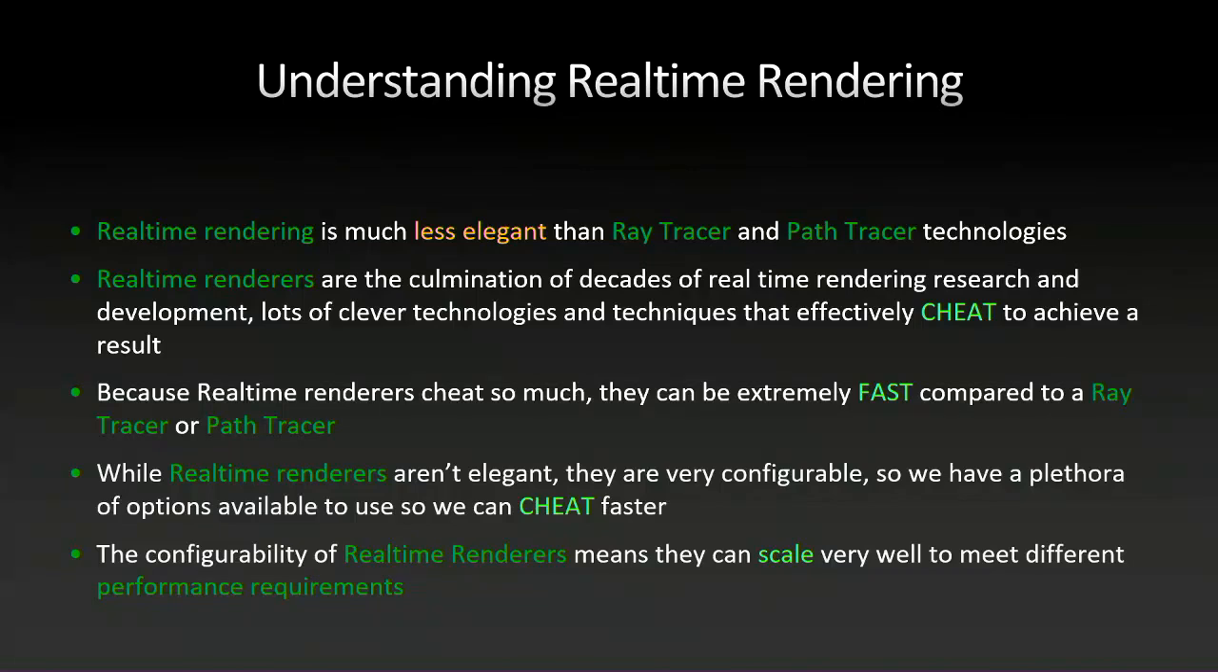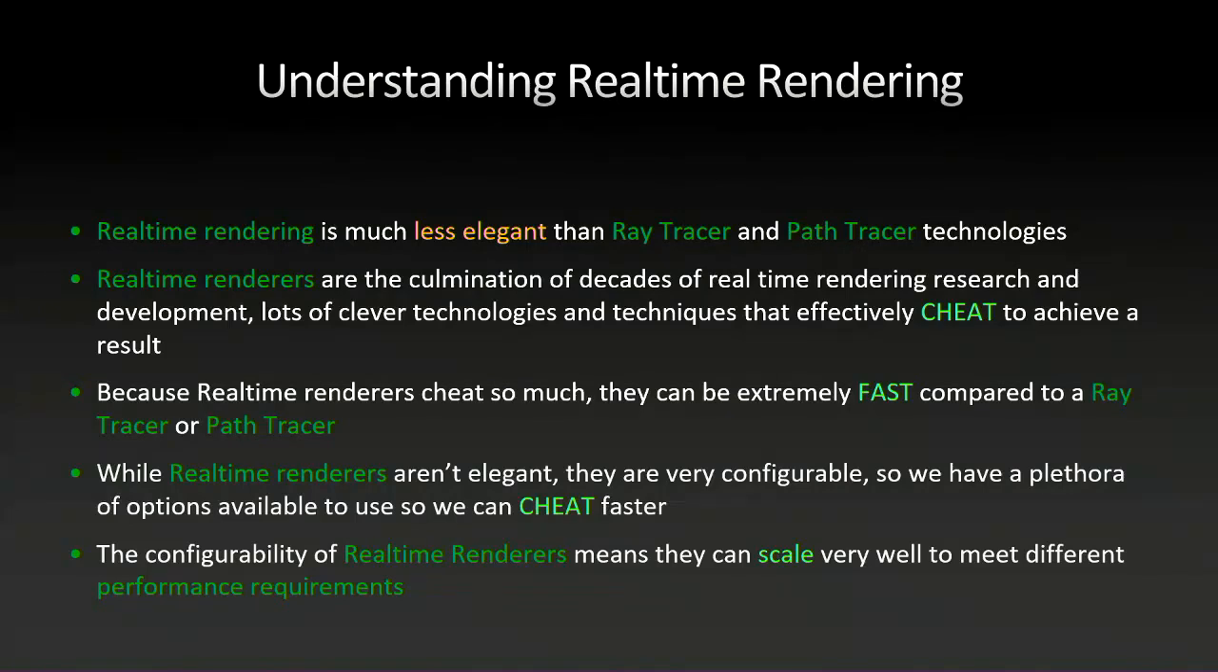So real-time rendering is less elegant than a ray tracer. It's a whole bunch of hacks layered on top of each other to make a scene look cool. But it's a combination of decades of research into real-time rendering, and basically all that research is just trying to figure out how do we cheat? How do we make it look like the thing is there? And because they cheat so much, they're extremely fast. But that means it comes with caveats, and it also means they become complex to configure.